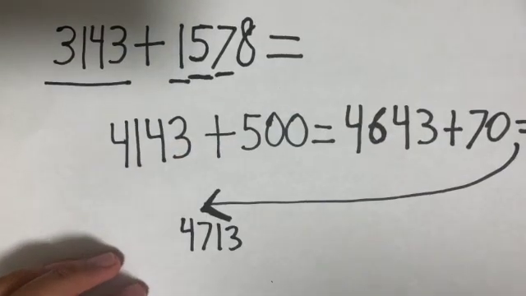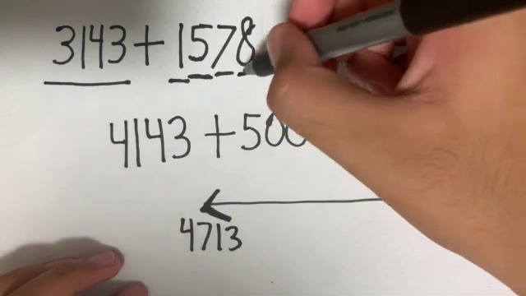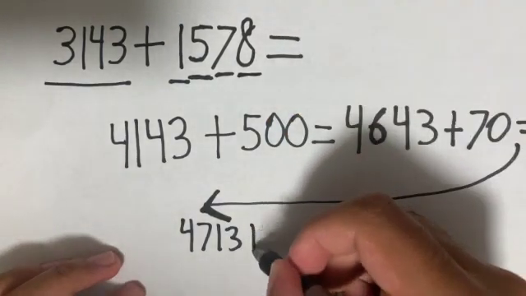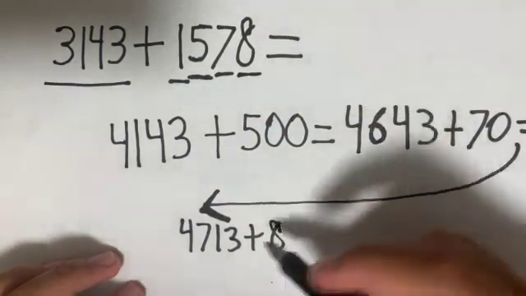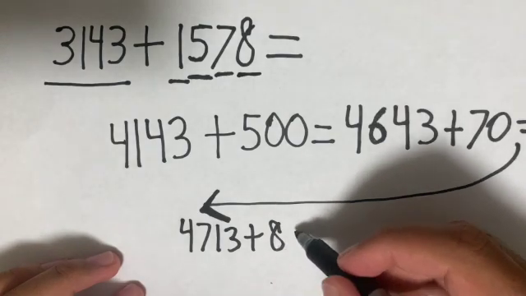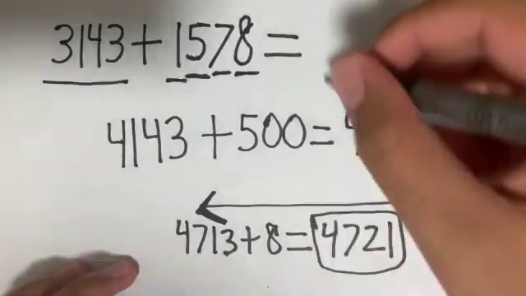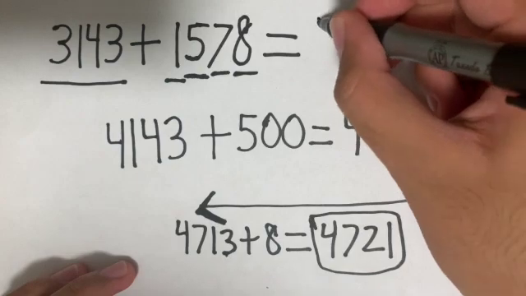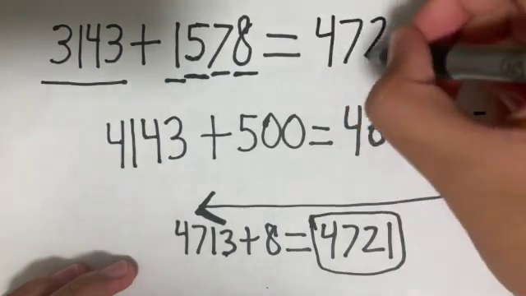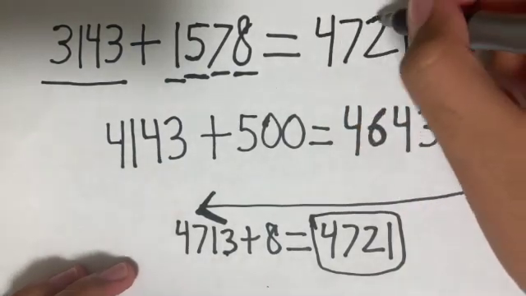And the last one, 8 ones, so you have to add 8. 4,713 plus 8 is going to equal 4,721. Okay.